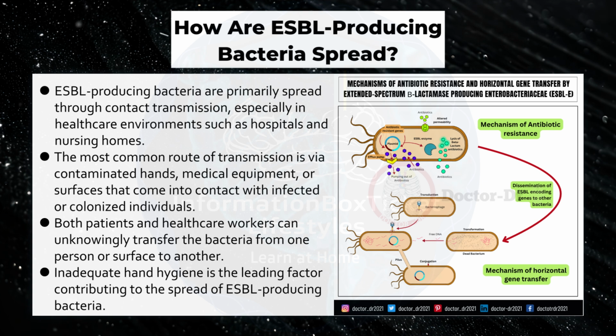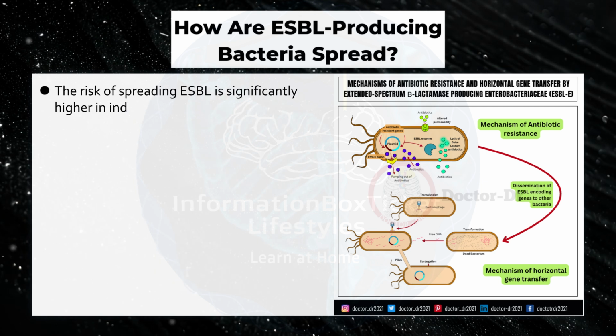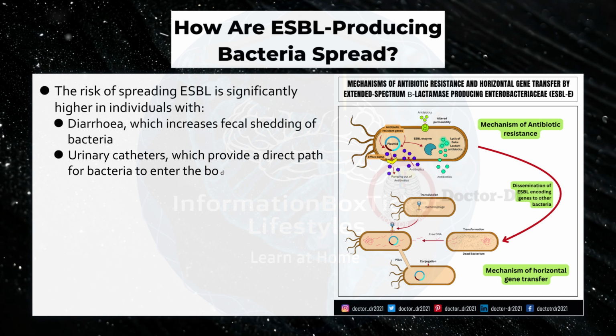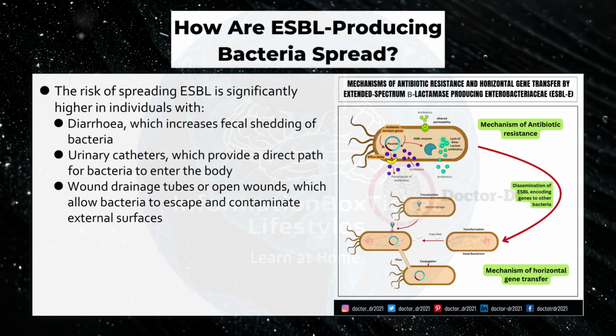Inadequate hand hygiene is the leading factor contributing to the spread of ESBL-producing bacteria. The risk of spreading ESBL is significantly higher in individuals with diarrhea, which increases fecal shedding of bacteria, urinary catheters, which provide a direct path for bacteria to enter the body, and wound drainage tubes or open wounds, which allow bacteria to escape and contaminate external surfaces.